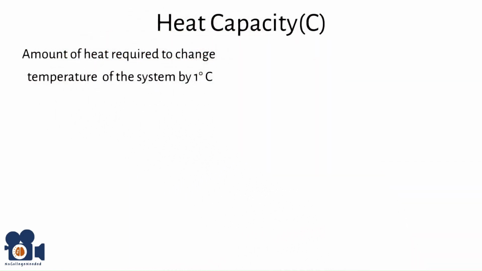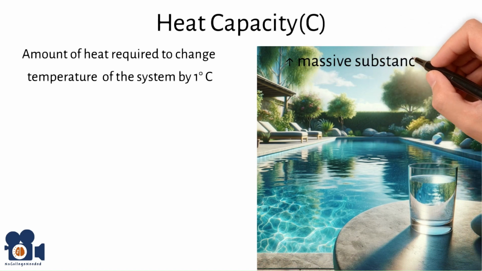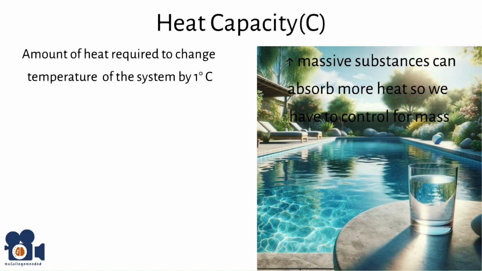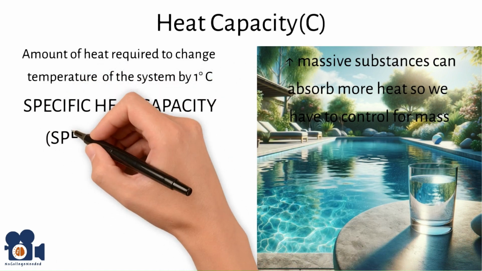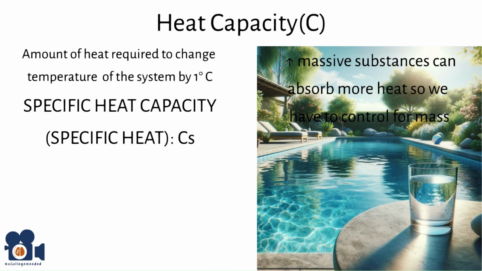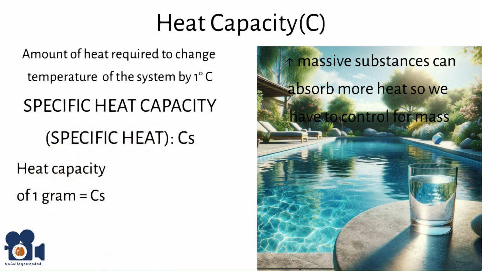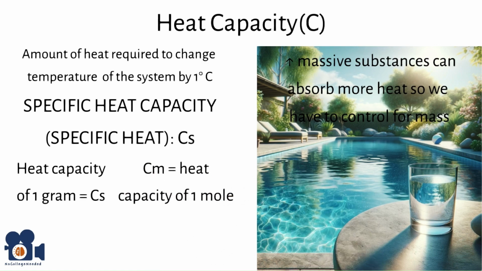Thinking about it deeper, a glass of water heats up much higher throughout the day than a swimming pool, right? This is because more massive substances can absorb more heat, so we have to control for mass. Scientists came up with a refined term called specific heat capacity, or specific heat, which is the heat capacity of 1 gram of the substance, denoted by Cs. There is also molar heat capacity, Cm, that is the heat capacity of 1 mole of substance.